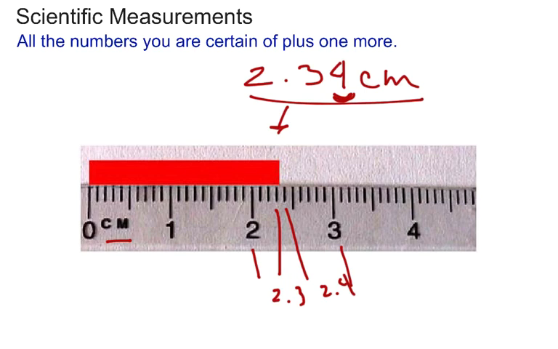Now, if somebody else came along and looked at that exact same ruler and that exact same red piece, they might say that that's 2.35 centimeters, and that would be fine. We have the numbers we're sure of, and then one more that's a judgment, and that judgment is going to be different for different people.